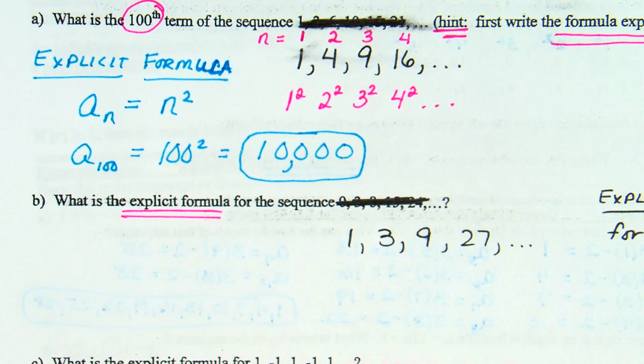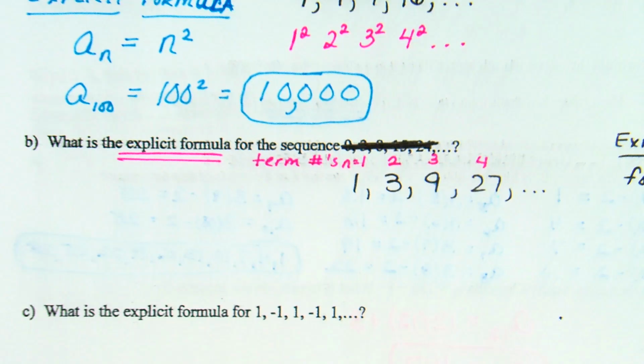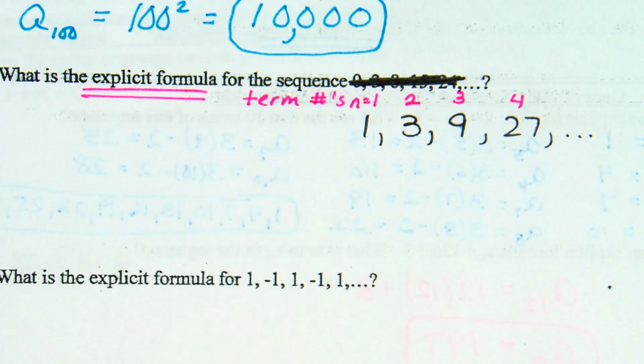So here's what has to happen, folks. We have to find a way to write a formula that when I plug in, say, 4 into that formula, it gives me 27 out. When I plug in 3 to that same formula, it gives me 9. When I plug in 2, it gives me 3. And when I plug in 1, it gives me 1. The obvious part you guys saw is that we're multiplying by 3. But as I said, that doesn't help recursively.